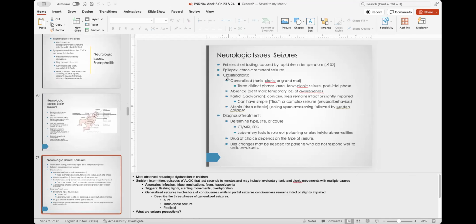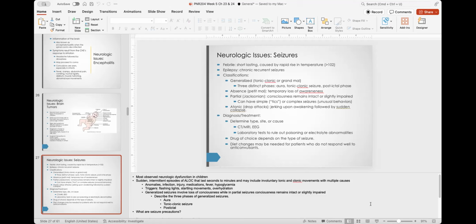So these seizures that are listed here are the ones that you want to remember. So that generalized tonic-clonic, that's that classic seizure that we are all pretty familiar with. We get that aura, that warning sign, then we have those jerking movements, that tonic-clonic seizure, and then afterwards we have that post-ictal phase where we're really sleepy and lethargic.